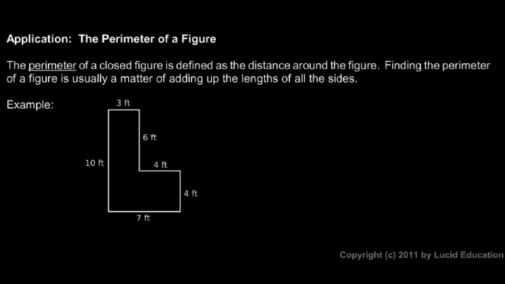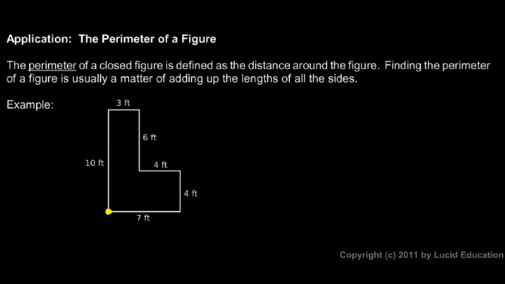Another case where addition shows up in the real world is in finding the perimeter of a figure. And the term perimeter just means the distance around, how far it is around the figure. If the figure is made of straight line segments, it would just be a matter of adding up the lengths of all the sides. So in this example, if we're told to find the perimeter, we can start anywhere we want and we just go all the way around.